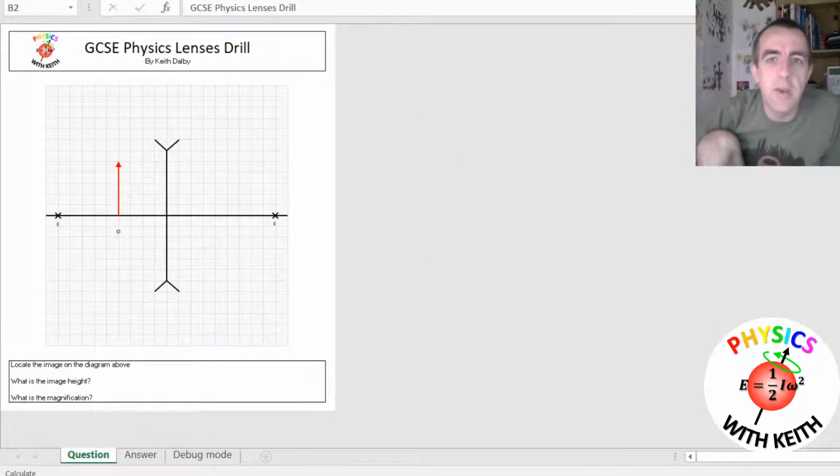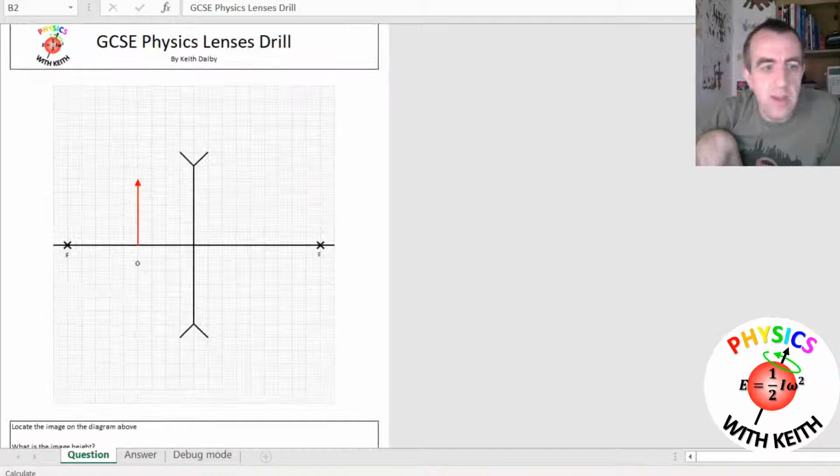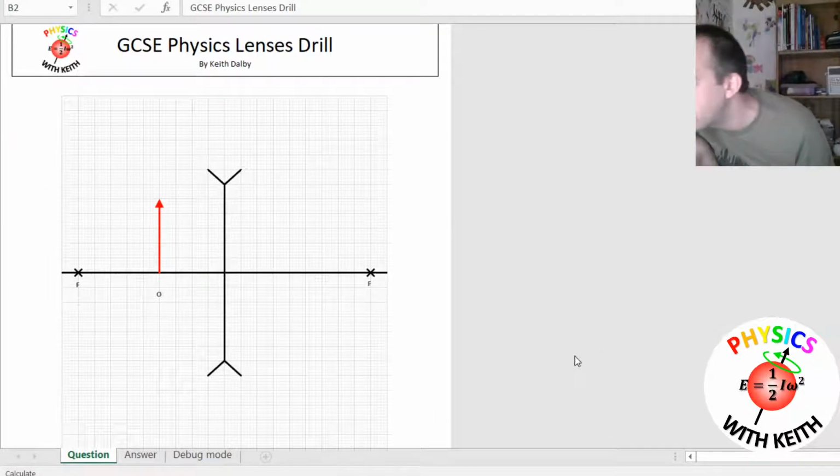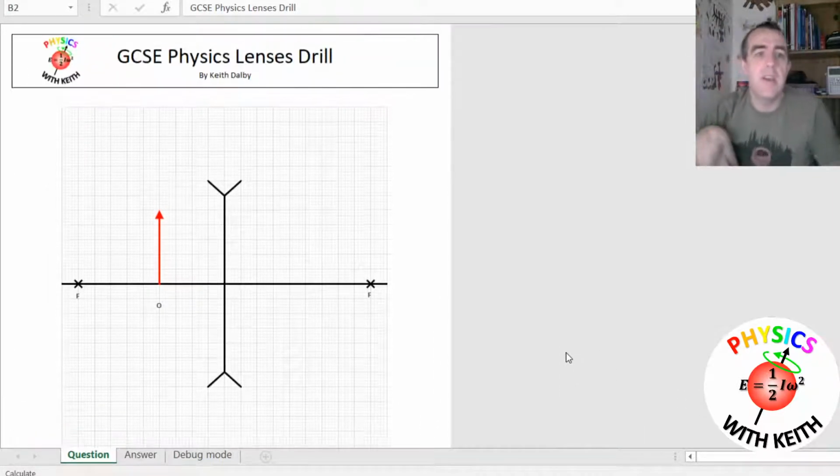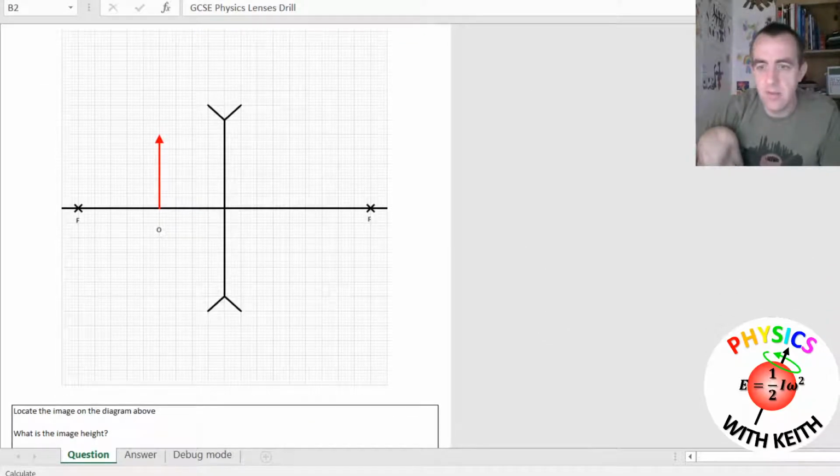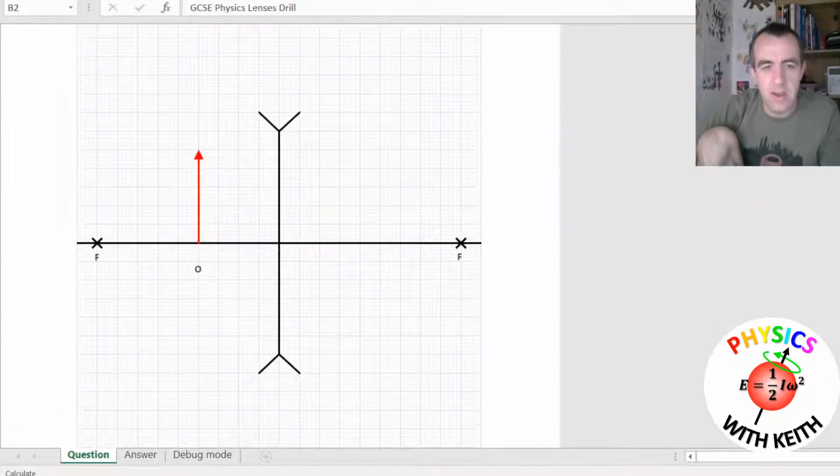You'll know that I like my question generators, and I'm always happy to share these with anybody that asks for them, anyone that's interested in them. And this one here is my lens drill question generator. And I'm just going to zoom in a little bit so you can see it a bit more clearly.